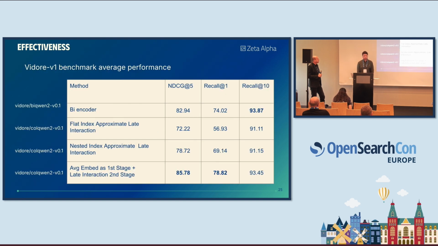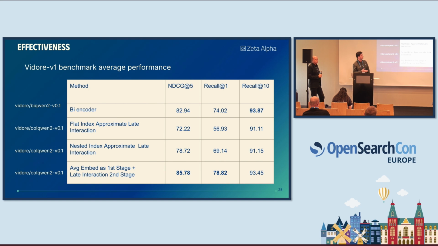So effectiveness. We are back to the ViDoRe V1 benchmark. This is the average performance across all datasets in ViDoRe V1. These are the base models that we used. For the bi-encoder, we used BiGen2, and for all the late interaction models, we used ColGen2. We measured with NDCG at 5, recall at 1, recall at 10.